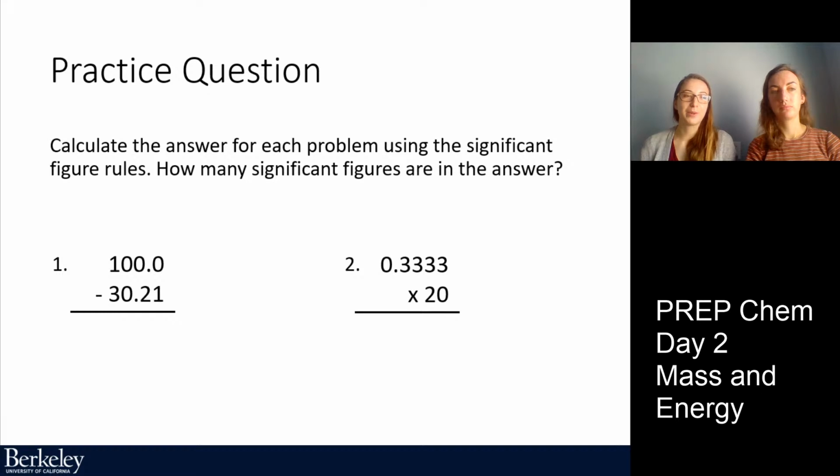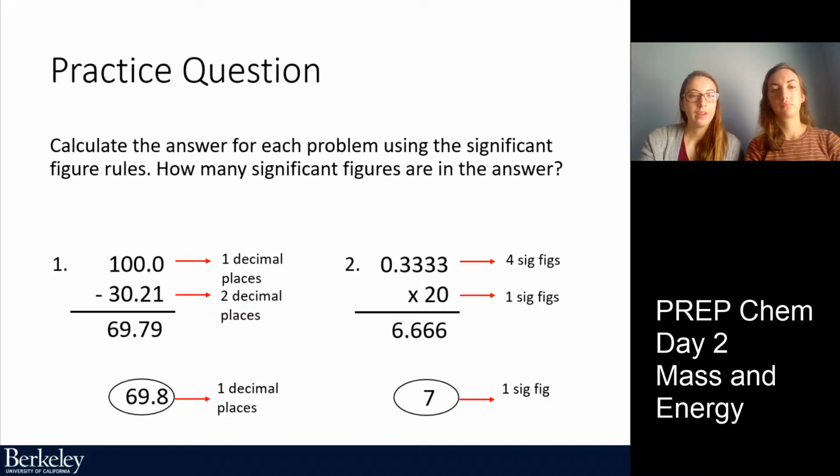Okay, great. For the sake of time, we're going to start going over the answers to these questions. So the first one is an addition and subtraction problem. So in this one, we would want to account for the number of significant figures in the decimal part of the number. So for this one, 100.0 has one significant decimal place, and 30.21 has two significant digits in the decimal part of the number. So we want to round off our final answer to one decimal place because that was the least number of significant decimal points. So in this case, you would round 69.79 to 69.8.